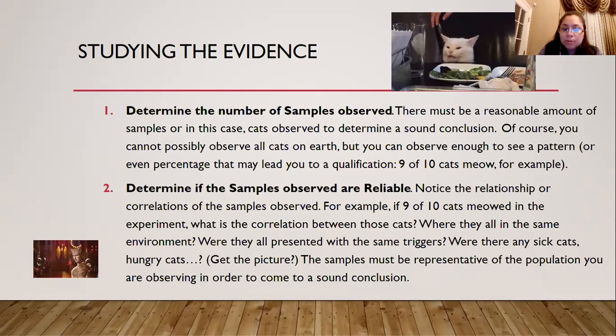So, determine that the samples observed are in fact reliable, and you might need to set up criteria for that, or you might need to find the criteria. When you are studying the evidence, obviously you may not be the one conducting the research, but you should definitely look at what were the things considered when they observed cats, for example.